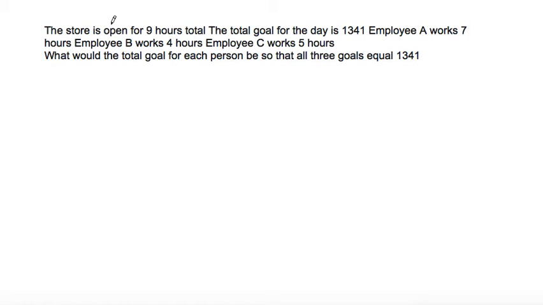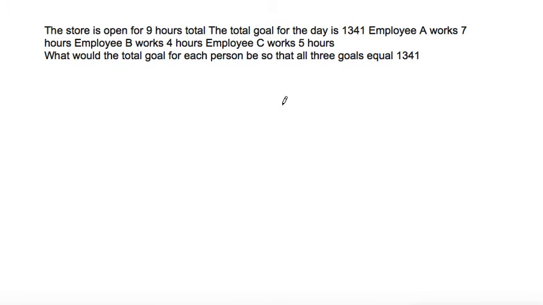So this problem says that the store is open for 9 hours total. The total goal for the day is 1,341. I'm assuming that that's dollars. Employee A works 7 hours, employee B works 4 hours, and employee C works 5 hours. What would be the total goal for each person so that all three goals equal 1,341?